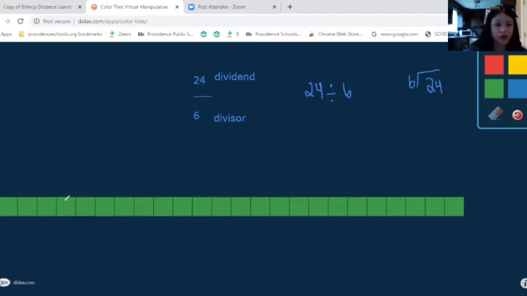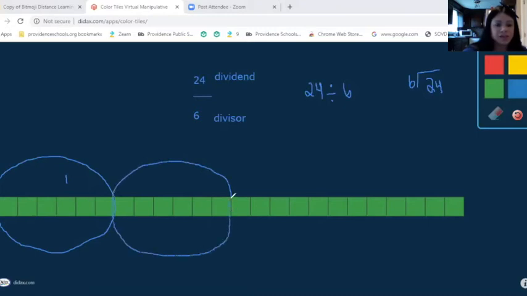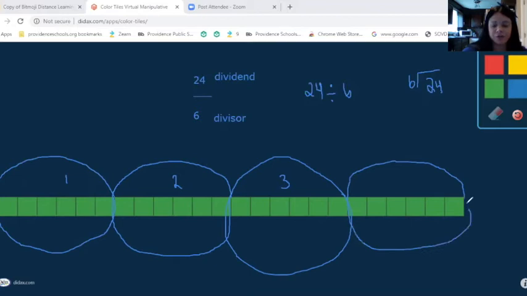1, 2, 3, 4, 5, 6. Here is one group of 6. 1, 2, 3, 4, 5, 6. Here is 2 groups of 6. 1, 2, 3, 4, 5, 6. Here is 3 groups of 6. And we have 1, 2, 3, 4, 5, 6. This is our final group of 6, and this makes the number 4.